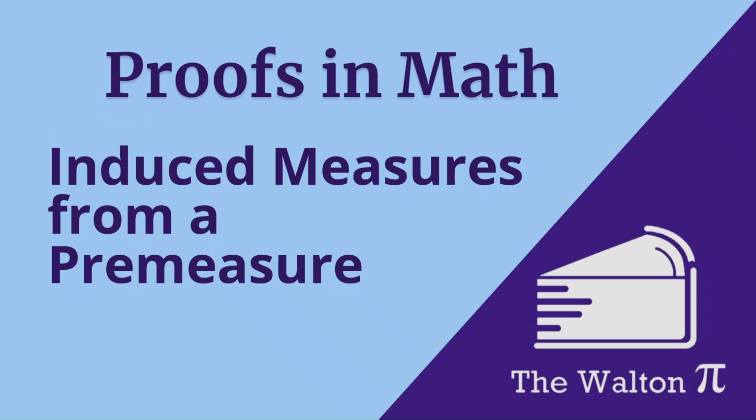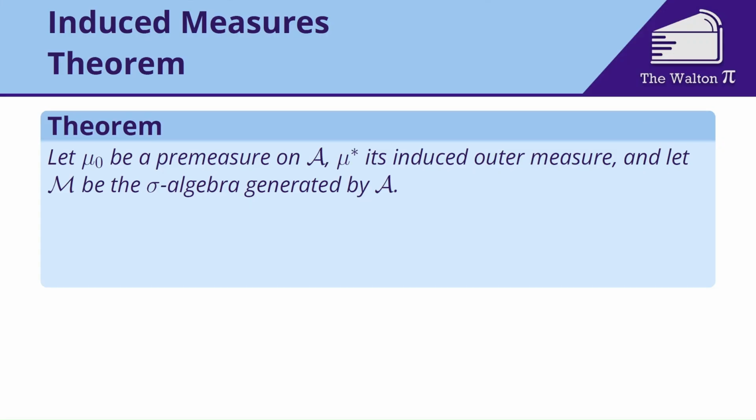Today we're going to be talking about induced measures from a premeasure. So let's let mu naught be a premeasure on A, mu star its induced outer measure, and let's let M be the sigma algebra that is generated by A. Then mu, being defined to be mu star restricted to M, is going to be a measure that extends mu naught.